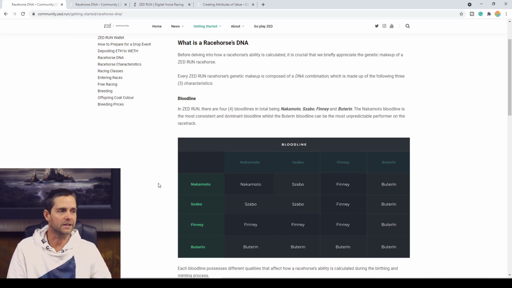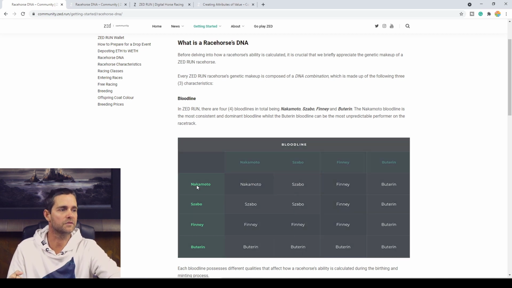So bloodline, there's 4 different bloodlines. You've got Nakamoto, Szabo, Finney, and Buterin. And this little table here, we'll touch on when we do a deep dive. But essentially it's showing you when you breed certain bloodlines with other bloodlines, what is the outcoming bloodline of the offspring. You can see when you combine a Nakamoto with a Nakamoto that you get a Nakamoto. But when you combine a Szabo with a Nakamoto and you cross on this graph, you get a Szabo. We'll go deeper on that in the deep dive video.